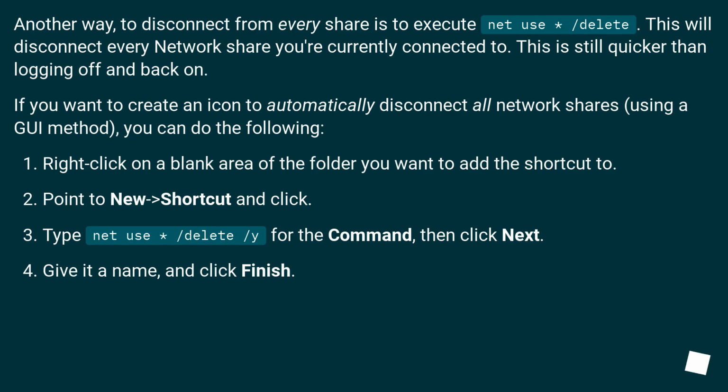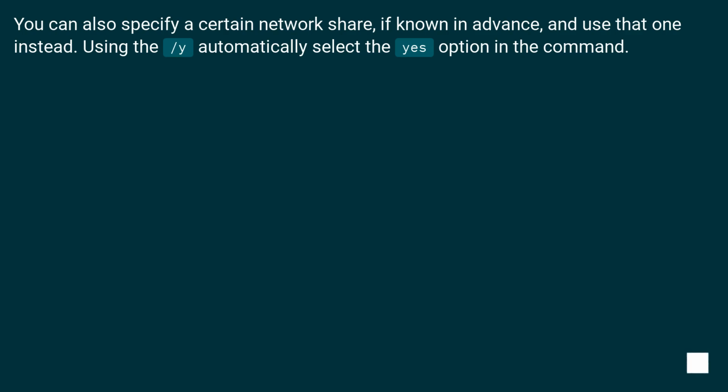Point to New and click Shortcut. Type net use * /delete /y for the command, then click Next. Give it a name and click Finish. You can also specify a certain network share, if known in advance, and use that one instead. Using the /y automatically selects the Yes option in the command.